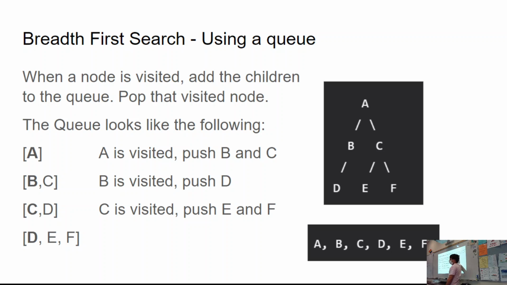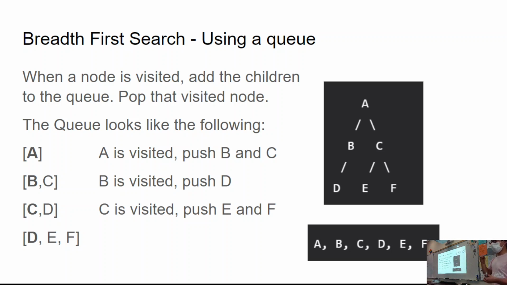Now we look at the next value in the queue, which is B. I say, when the node is visited, add the children. The child is D for B. We add it to the queue, and we pop off B. Now we do whatever the queue says, and the next node in the queue is C. Because we made it a queue, we can access C right after B. We don't jump down to D. So now we go to C, we add E and F, and we pop C off. And then we do D, E, and F.